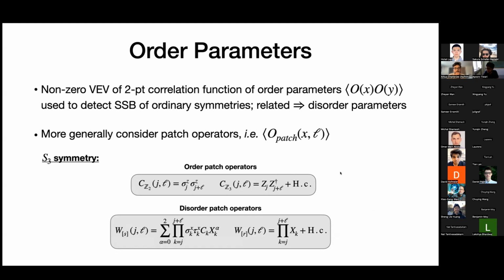Sorry, related question. Should I label the order patch operators by group elements or conjugacy classes? The top one? Oh, the order patch one. Yeah. I think more generally you want to label them by irreps, as Apurva was saying. In this case, this is maybe not the best, not the most general way to label it. This is just to say that this detects Z2 SSB, whereas this thing detects Z3 SSB. That's what the label means. I see. Okay. Yeah.